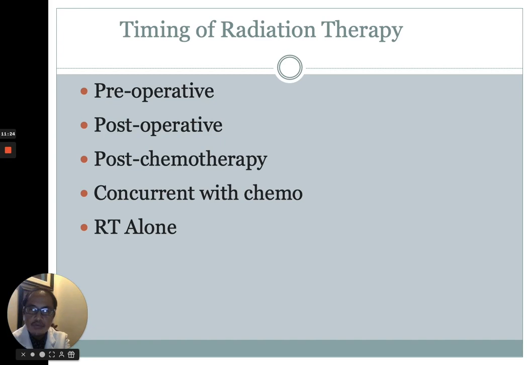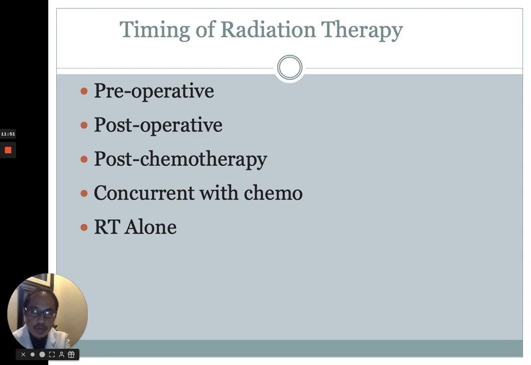Okay, then we have postoperative. Postoperative means the patient has already undergone surgery, and then after that, the patient would be referred for radiation therapy. So we usually use this for, let's say, head and neck tumors. For example, if the patient undergoes glossectomy for tongue cancer, so the part of the tongue would be taken out, after which the patient would be referred to us for radiation therapy.